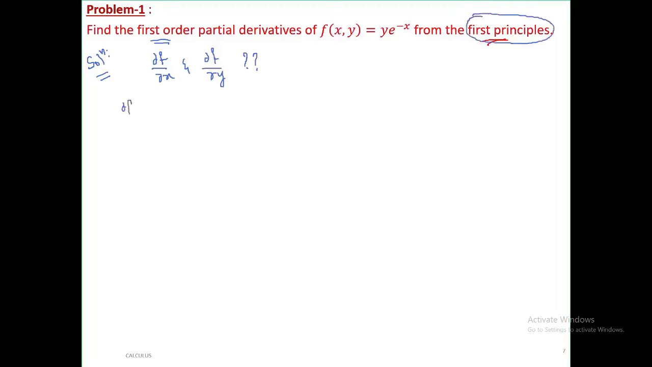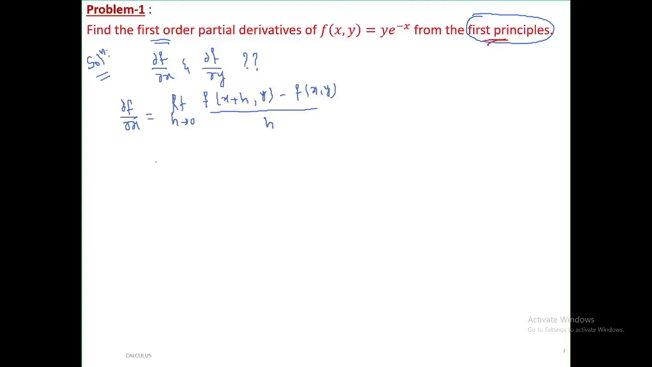So what is ∂f/∂x? ∂f/∂x is nothing but limit h tends to 0. Now with respect to x in f, so variation in x coordinate. That's why f of (x plus h, y) you have to write. f of (x plus h, y) minus f of (x, y) divided by h. So this will give you ∂f/∂x. This is called using the definition or first principles.